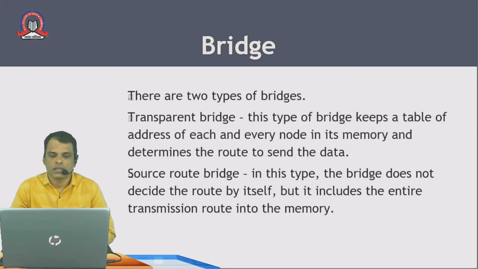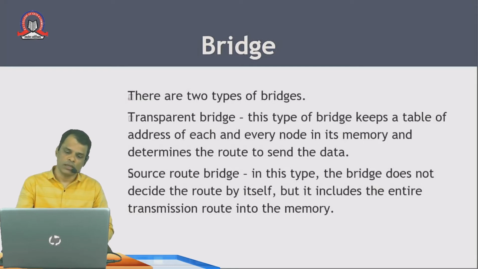So what is a transparent bridge? It has the addresses and it just passes the data to that particular address. And in source route, it has the full, entire transmission route. The whole transmission route is stored in it, and then it transmits the data accordingly.